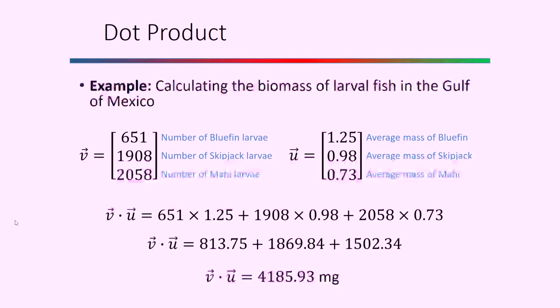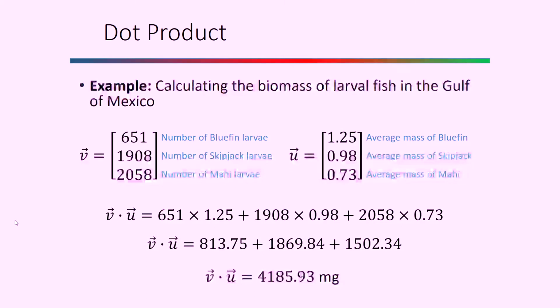The average mass of a bluefin larva is 1.25 milligrams, the average mass of a skipjack tuna larva is 0.98 milligrams, and the average mass of a mahi-mahi larva is 0.73 milligrams. We can then calculate the dot product of v times u.